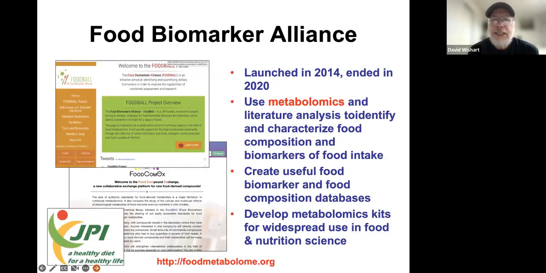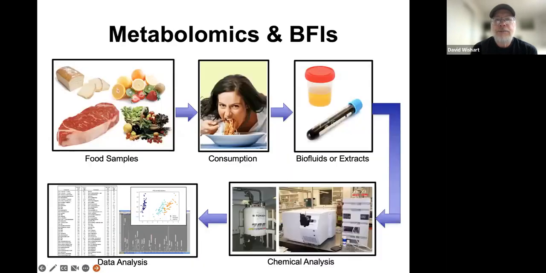It's because of that information and these discussions and papers that were appearing that something called the Food Biomarker Alliance was launched. This is a joint European Union initiative that also brought in New Zealand and Canada and other participants from other countries. It ran for about 6 years. The concept was to use metabolomics, but also to scan the literature to help identify and characterize the food composition biomarkers and BFIs. And from that, we were to try and create things like metabolomics kits, some of which I've just shown you, and databases, which could be distributed and shared around the world.